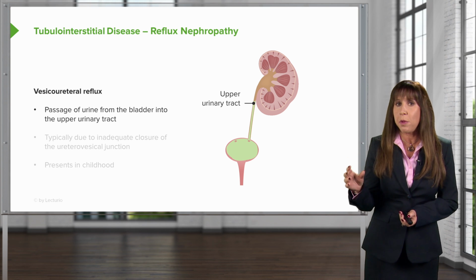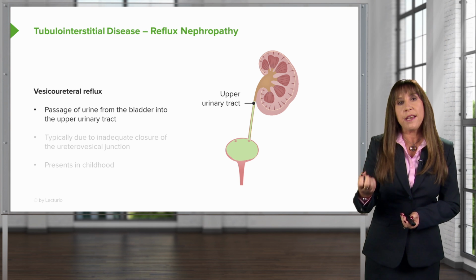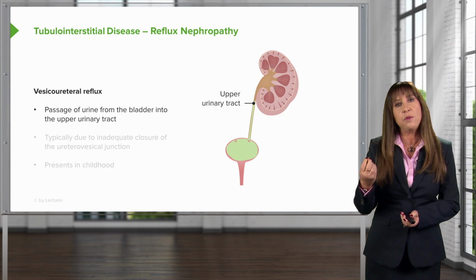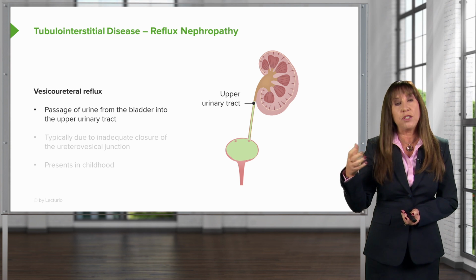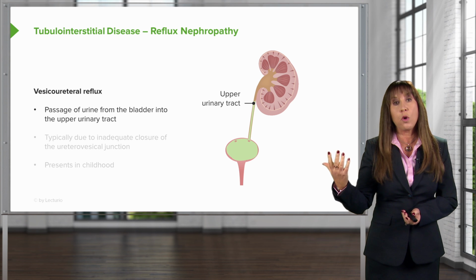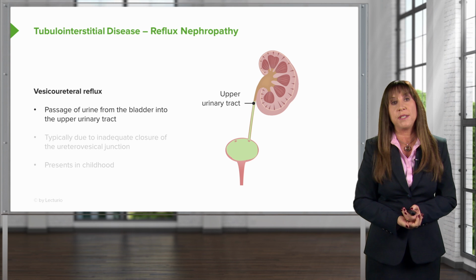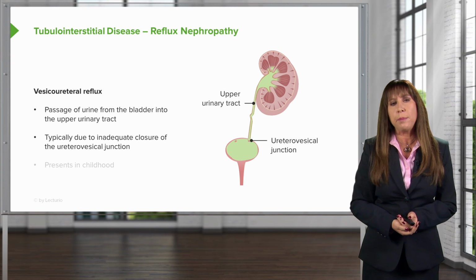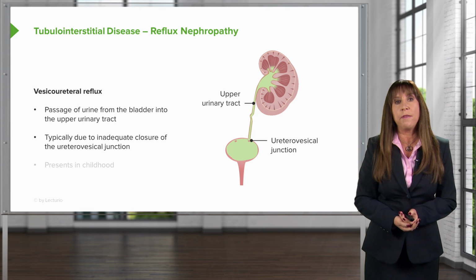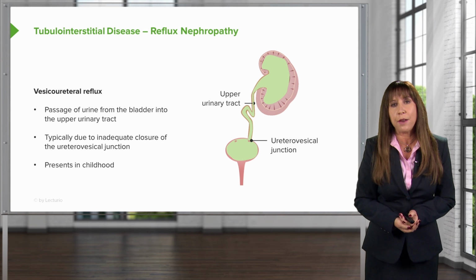And although some people will think about this as obstructive uropathy or a post-renal disease, because that urine is refluxing into that renal pelvis and into the cortex, then we end up having damage and inflammatory infiltrates in that cortical part of the kidney, and that's really how that manifests more as a tubular interstitial disease. So again, when we see reflux nephropathy, this is typically due to inadequate closure of the ureterovesical junction, almost seen exclusively in our pediatric population.